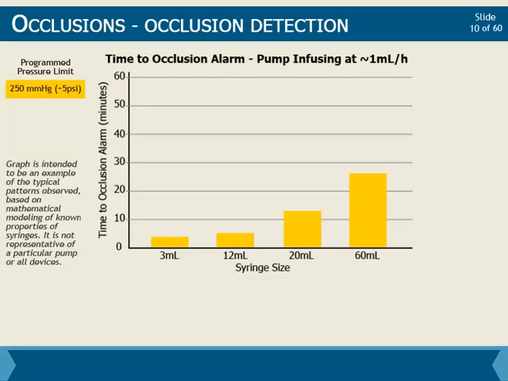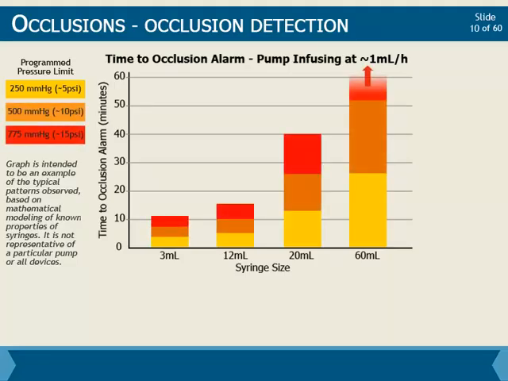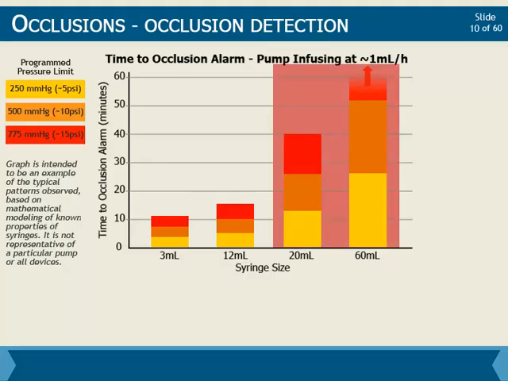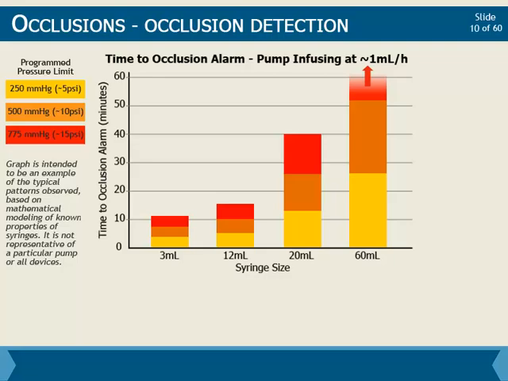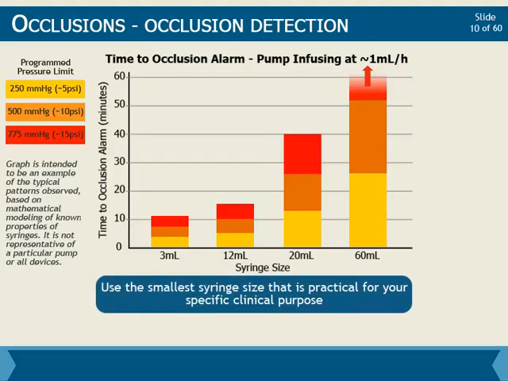Here, we are looking at different sizes of syringes delivering at 1 milliliter per hour. The higher the pressure limit is programmed on the pump, the more time there is between the point when the occlusion occurs to when the alarm sounds. For larger syringes, even at a low pressure limit, there can be significant delays before the alarm sounds. Therefore, to minimize the delay and the resultant period of no delivery, it is recommended that you use the smallest syringe size that is practical for your specific clinical purpose.